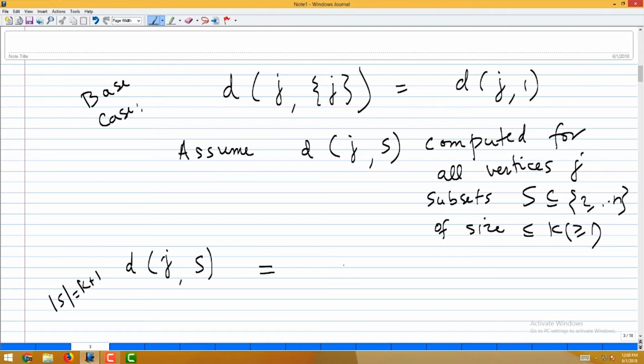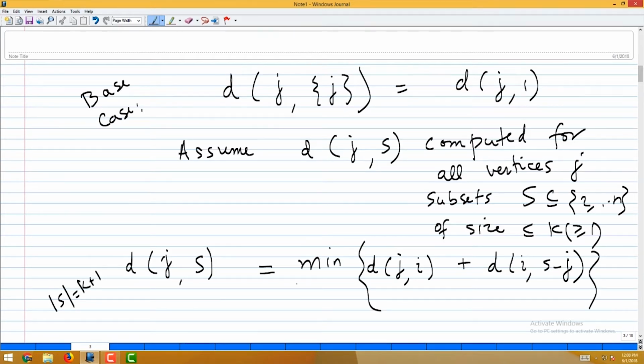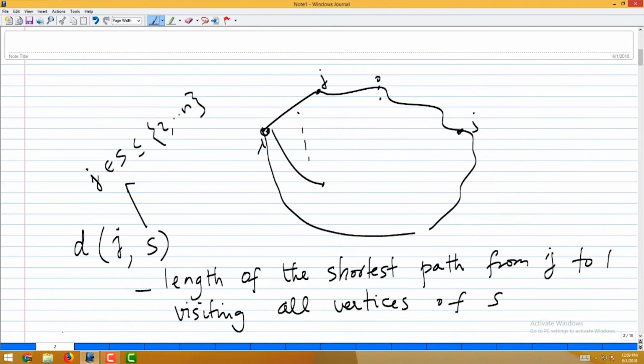How do I go? Everything is a neighbor, it is a complete graph. So, I go from j to some i in S, start from i, d(i, S minus {j}), plus d(j,i), and find the minimum of that over i, where i is in S, because you want to visit S minus {j}. The semantics say the length of the shortest path from j to 1 visiting all vertices of S. So I will go from j to i, then start from i, visit all vertices of S minus {j}, go back to 1, and try all possible neighbors.